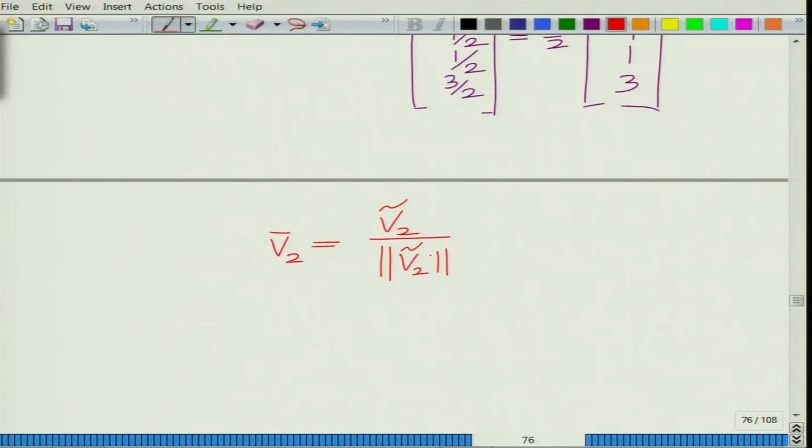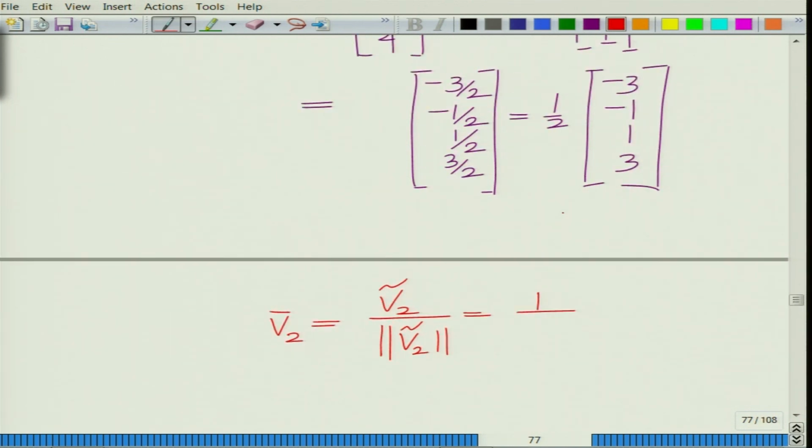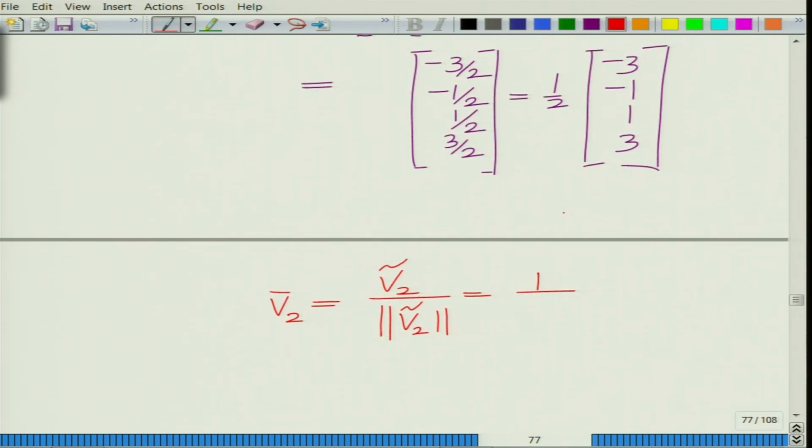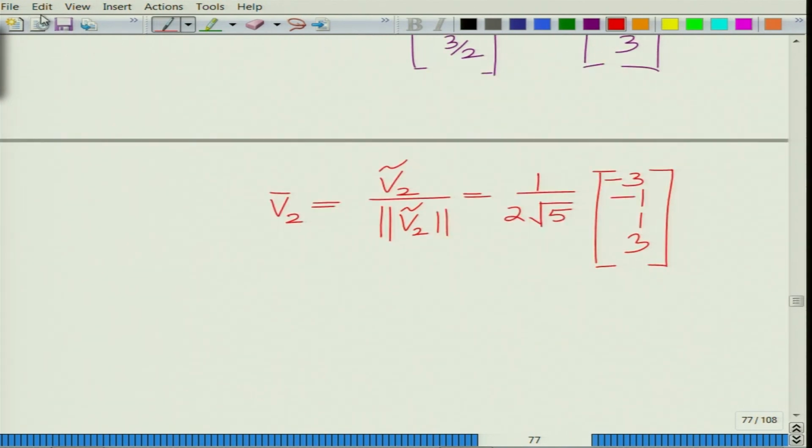That is correct. So this is going to be 1 divided by the norm of this. It is not very difficult to see: if you divide it by its norm, you will obtain 1 over twice square root of 5 times (minus 3, minus 1, 1, 3). So this is your V2 tilde, and this is essentially unit norm. Now, let us recall the property.